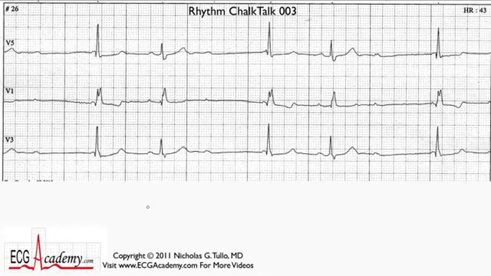Chalk Talks assume you know the basics. What I'm trying to do is get you used to reading more difficult tracings.